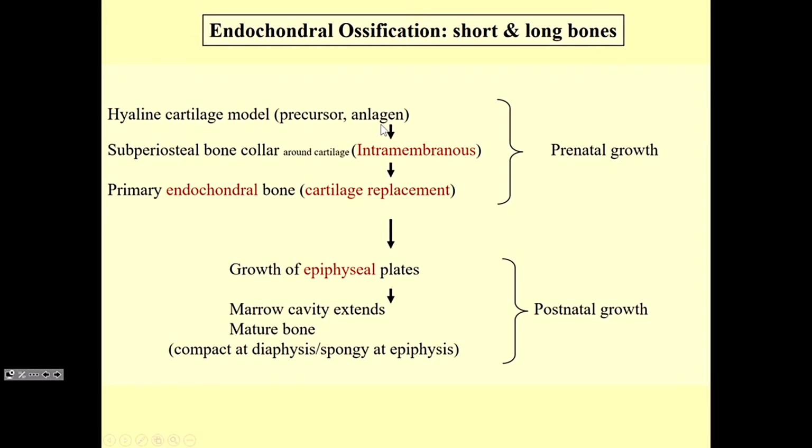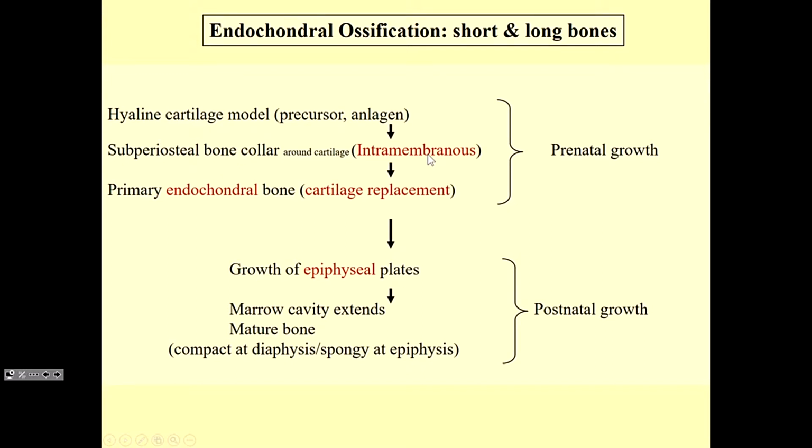Anyone speak German? No one speaks German. Anlagen is German. It's an embryological German term, meaning template, precursor, thing like that. You see it sometimes in embryology. So we've got this template that's formed from hyaline cartilage, okay? And then around this, let's say it's a long bone that's forming. We've got a template of a long bone now. It starts out as a piece of cartilage. And then around that piece of cartilage, we have intramembranous bone formation.